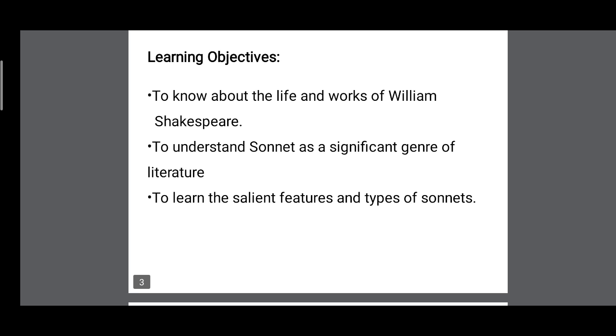The main objectives of this session are to know about the life and works of William Shakespeare, to understand sonnet as a significant genre of literature, to learn the salient features and types of sonnets. So, students, are you ready? Shall we begin the class?